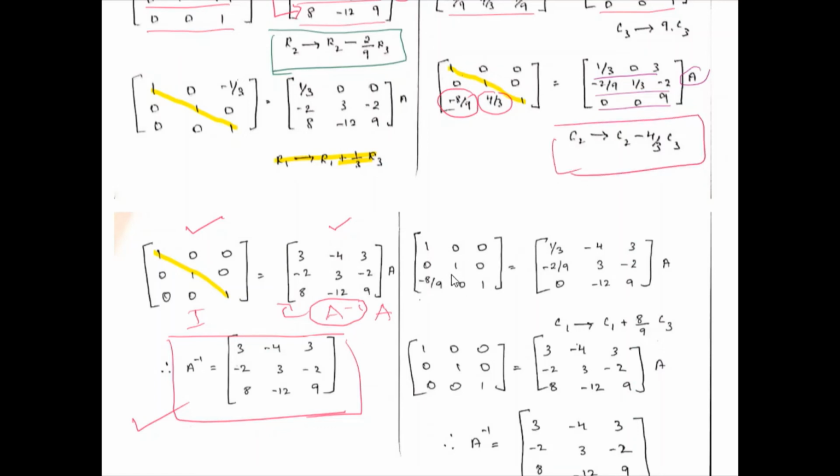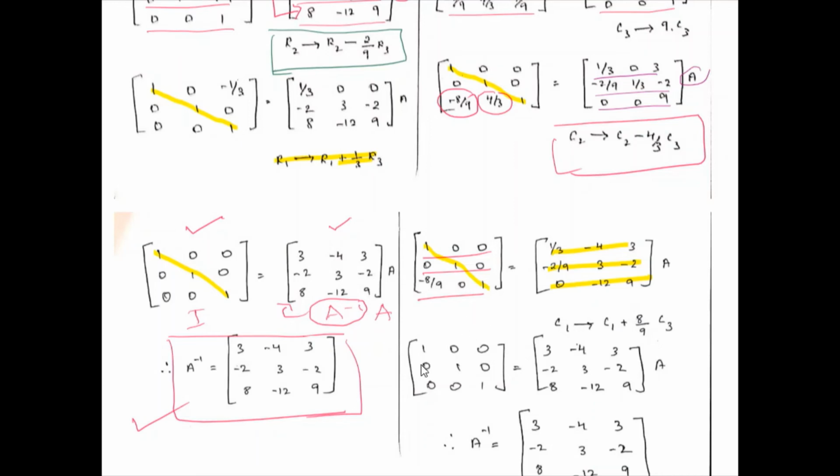it becomes 0. So the following matrix will be 1 0 0, 0 1 0, minus 8 by 9, 0, 1 equal to 1 by 3, minus 4 3, minus 2 by 9, 3 minus 2, 0 minus 12 9 into A. As I said, you may also pause this video and check the values in the RHS.